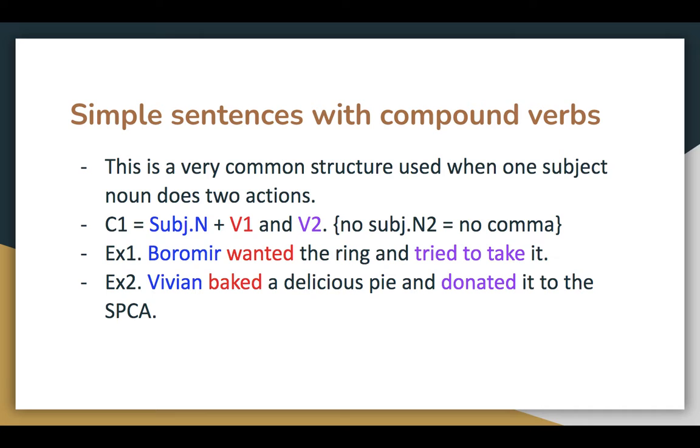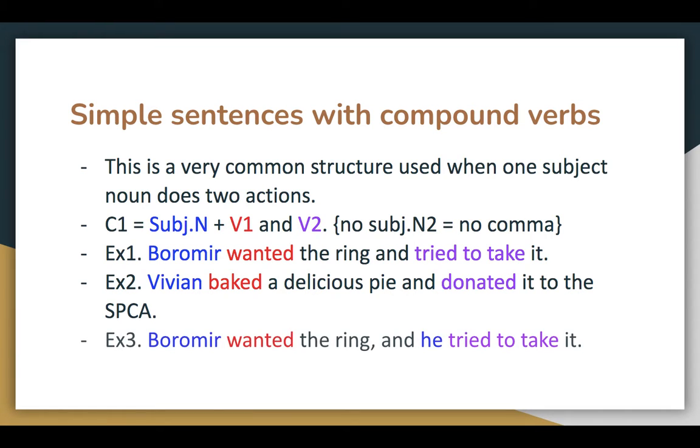So let's say that you wanted to take example number one, but you wanted to write it as a compound sentence instead. Now this would be very simple to do, and you need to be comfortable moving between the two structures, because the compound sentence is very close to a simple sentence where that initial subject is performing both verbs. So let's take a look at what we would do if we wanted to rewrite our first example as a compound sentence. Here we go: Boromir wanted the ring, comma, and he tried to take it.